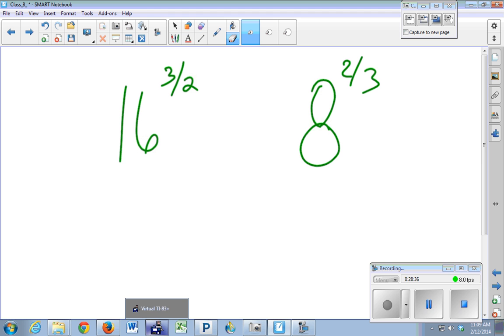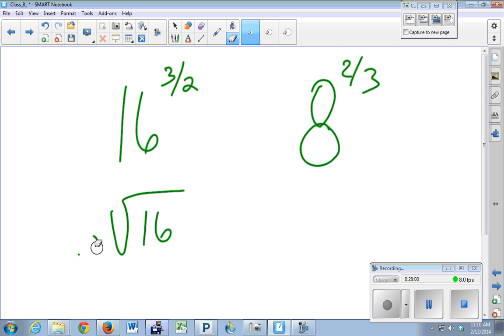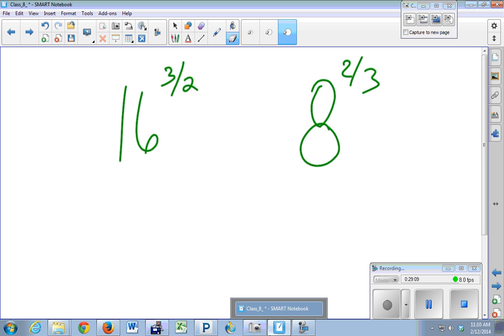You want to come do it? 3 root 16. So root 16 looks like this. Three in front like that, like a coefficient? Thank you. The third root. Oh, I thought it was a square root. Well, what root is it? Oh, we better know what root it is. Square root raised to the third power.